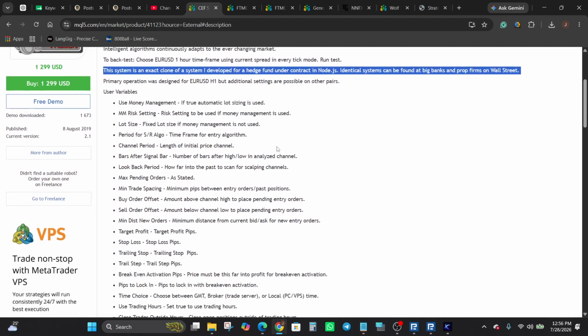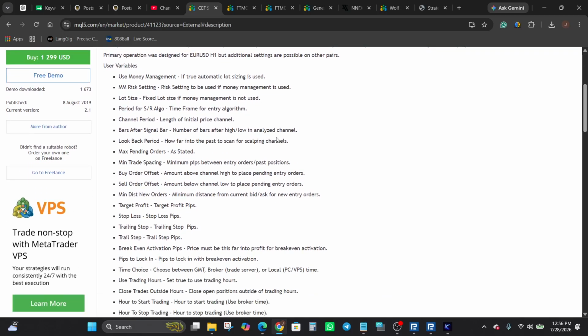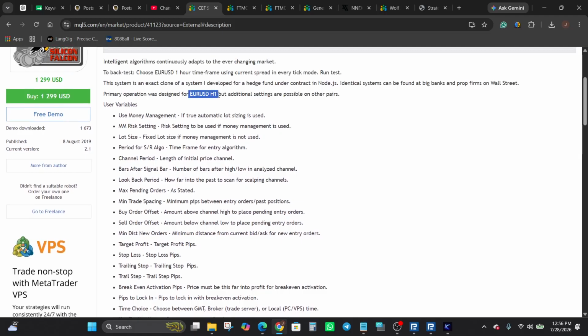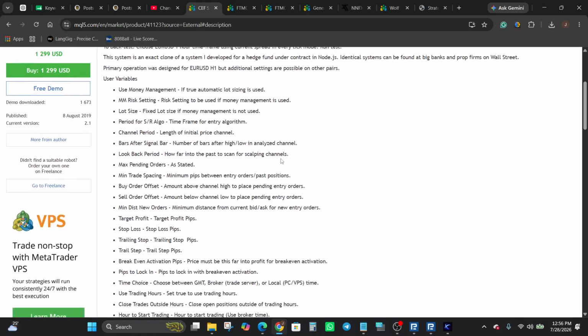Now, according to the description, this is primarily designed for EURUSD on the H1 time frame, though other pairs are technically possible with adjusted settings. The recommended backtest setup is EURUSD H1 time frame, current spread, and every tick mode.